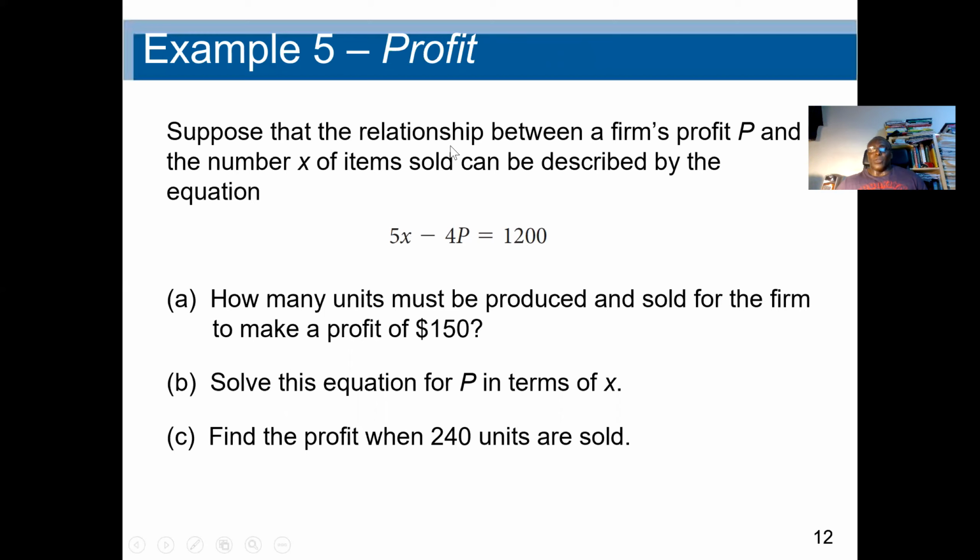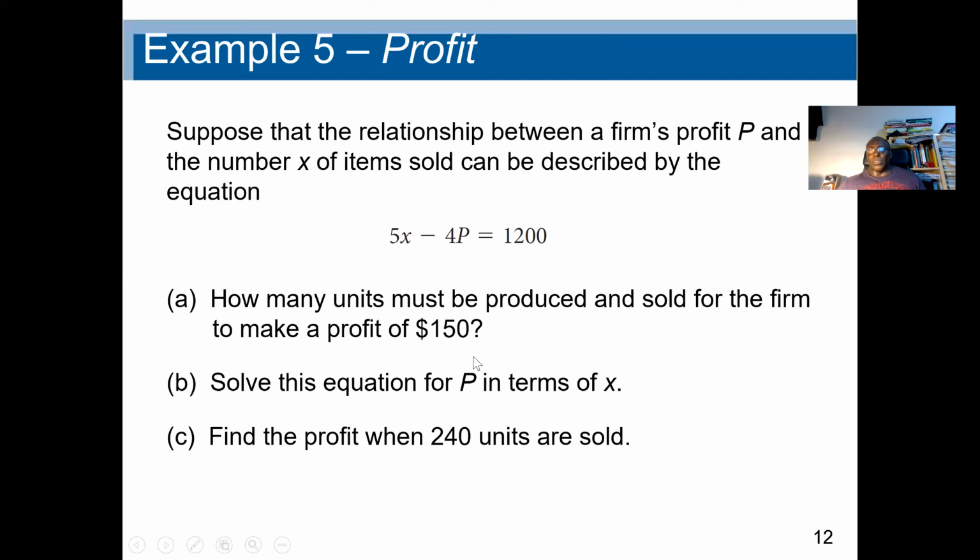So here they say, suppose that the relationship between the firm's profit p and the number x of items sold can be described by the equation 5x minus 4p equal to 1,200. Now the question says, how many units must be produced and sold for the firm to make a profit of 150? So this means the number of units, which will be x, we plug in 150, then we solve for the value of p. Then here they say solve this equation for p in terms of x. Then we can find the profit when we have 240 units sold.